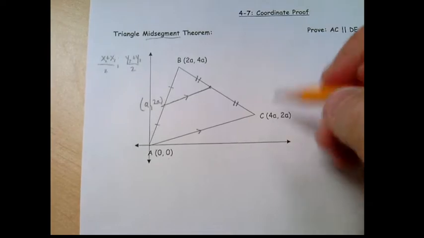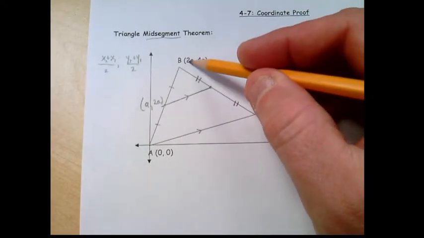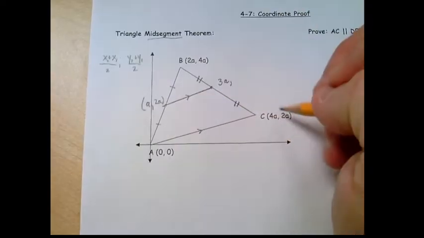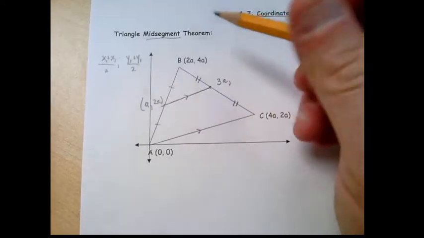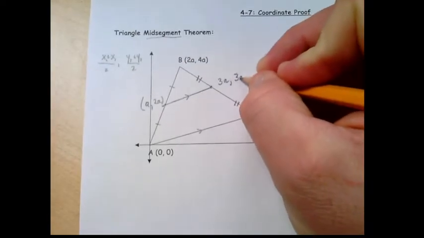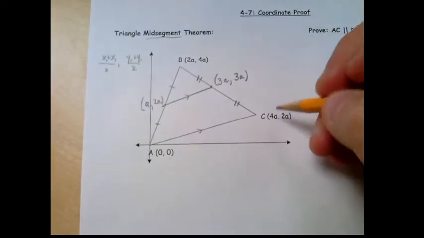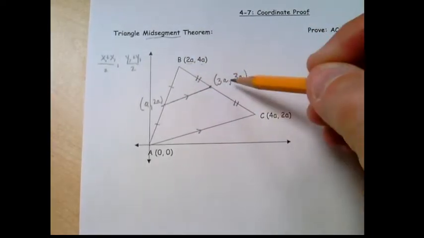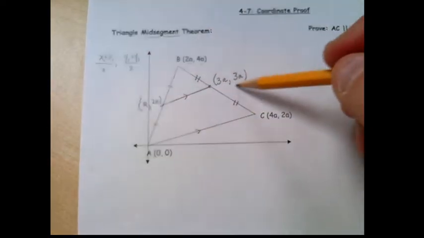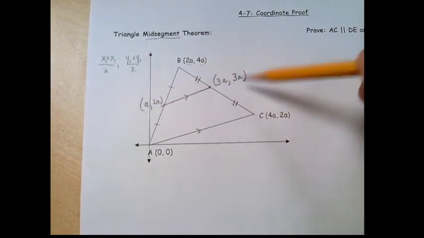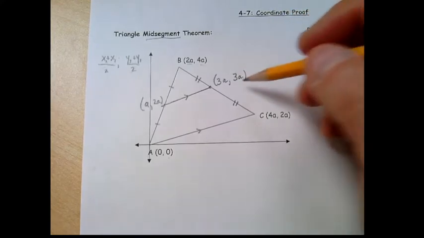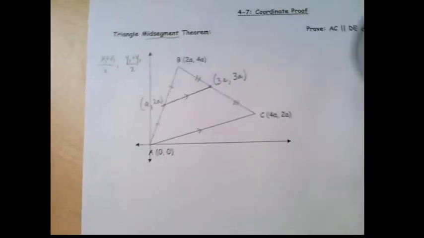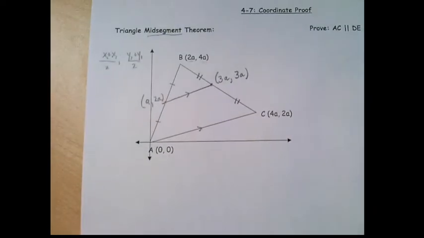If I do this side over here, 4a plus 2a is 6a divided by 2 would be 3a. That's going to be that point there. And then 2a plus 4a is 6a divided by 2 is again 3a. Now, basically, folks, I made up these points so that they all had multiples of 2 in them, so that when we divided by 2, we ended up getting whole numbers. You can get half a's, a third a, but I wanted to make sure that we were getting something more user-friendly when we do these proofs.